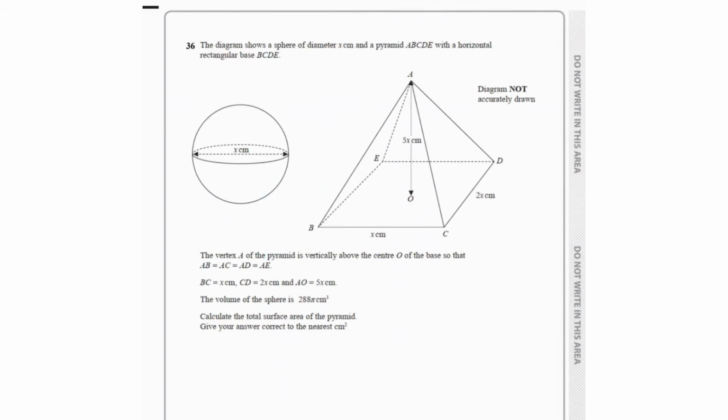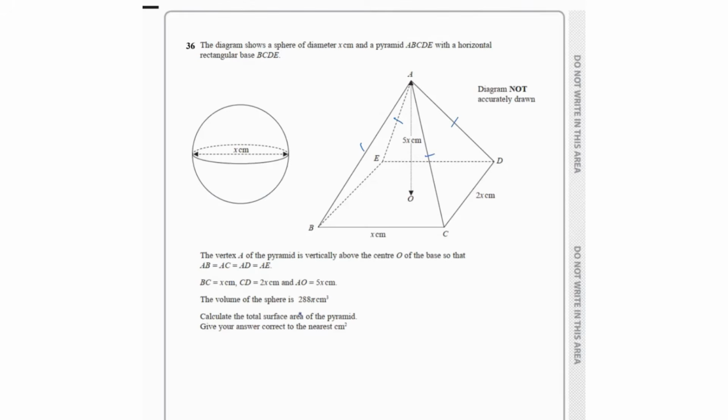After that, you can get a question on cones and pyramids, cones and spheres. This can also come. It is one of the questions that kids most commonly get confused on. So over here, the diagram shows a sphere of diameter x centimeters and a pyramid ABCDE with a horizontal rectangular base BCDE. They've given us the dimensions in terms of x. The vertex A of the pyramid is vertically above the center O of the base, so that AB equals AC equals AD equals AE. So all of these lengths are equal. BC is x centimeters, CD is 2x centimeters, and AO is 5x centimeters.